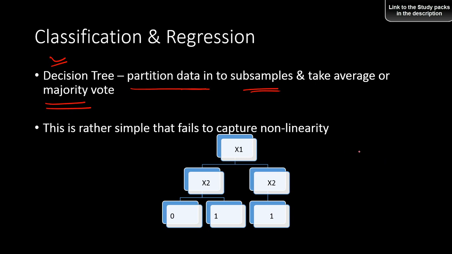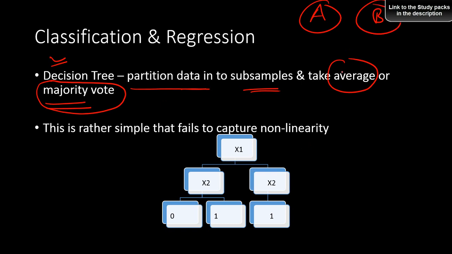So I'll keep it simple. In a decision tree, we just try to partition the sample into different subsamples, and then, depending on whether it's a regression problem or a classification problem, we either take an average or take a majority vote. In a regression problem, we take an average. In a classification problem, we take a majority vote, because in a classification problem, we are interested in knowing whether a particular data point belongs to class A or class B.